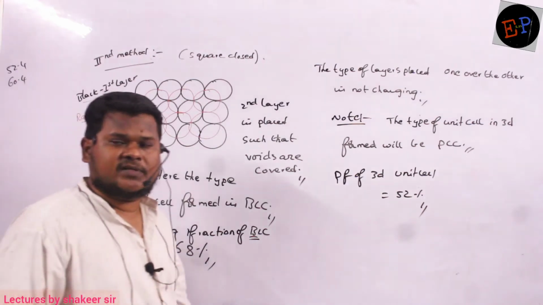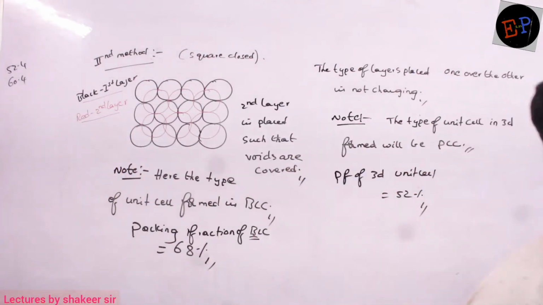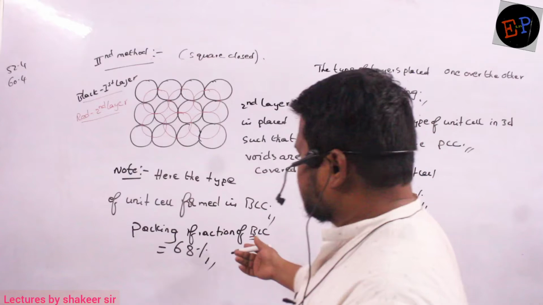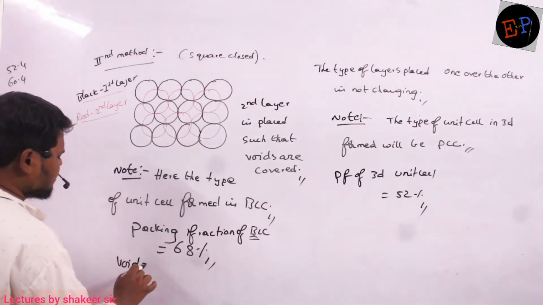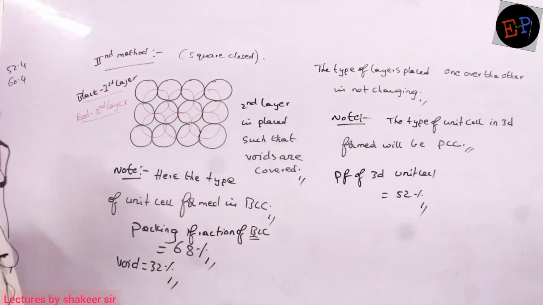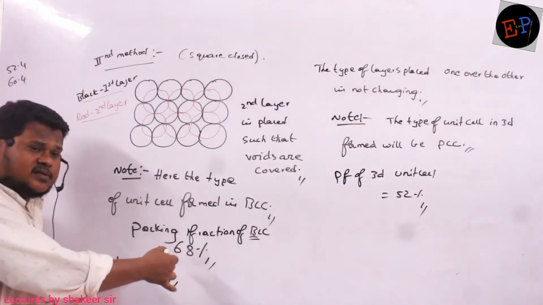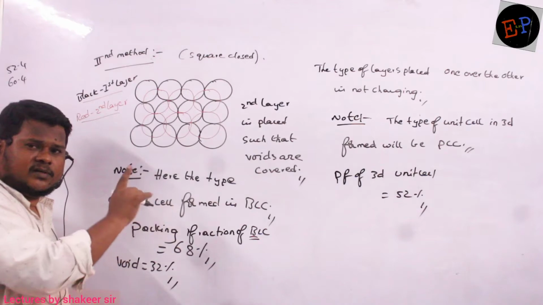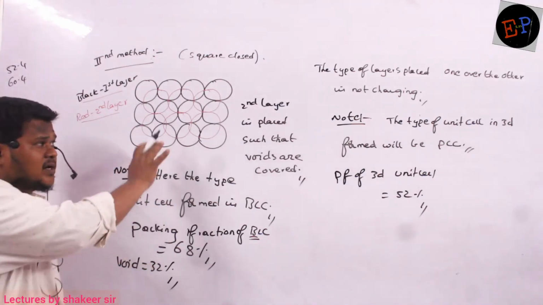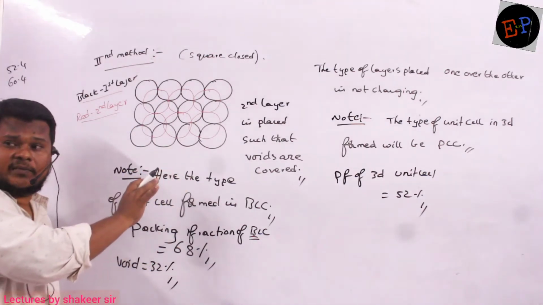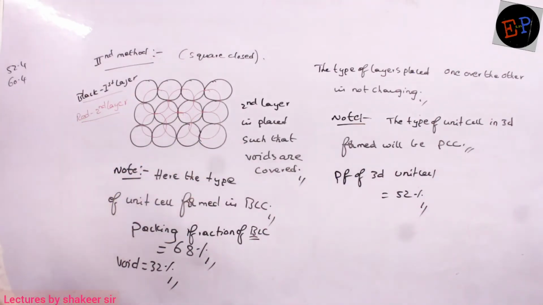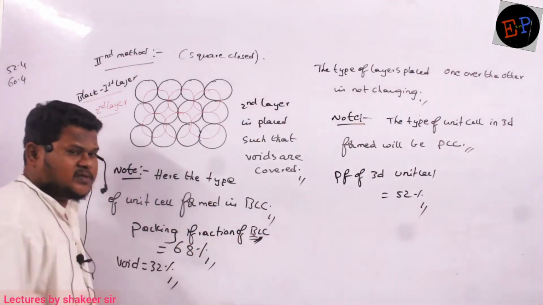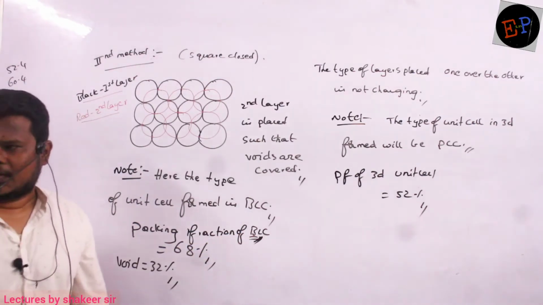And whose packing efficiency is how much? Packing efficiency is 68%. Okay, ma? So if packing efficiency is 68%, what is the void space? Void space is equal to 32%. Already we have studied, no? So this is the method of constructing a BCC, body centered cubic cell. Place one layer of 2D atoms in square close packing, and you fill the voids with atoms. Then automatically you will get a 3D space in which you can find BCC unit cells. Are you able to understand, ma'am?